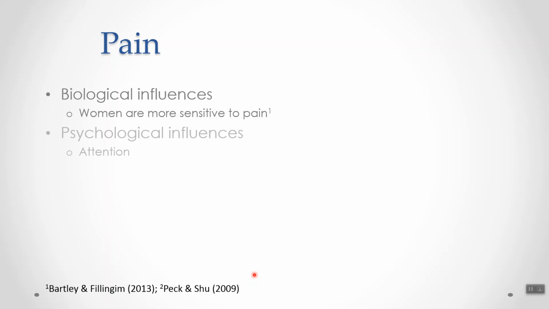Okay, so let's talk about a couple of last things regarding pain that we know. There are some interesting biological differences. One of them is that women tend to be more sensitive to pain. They also have a more acute sense of smell and hearing. So that's kind of cool.